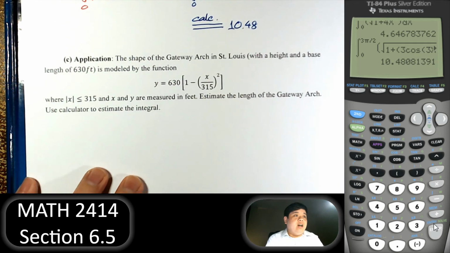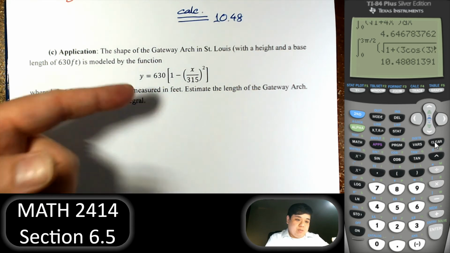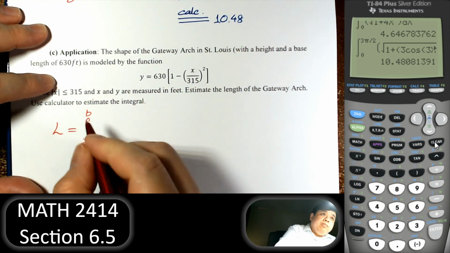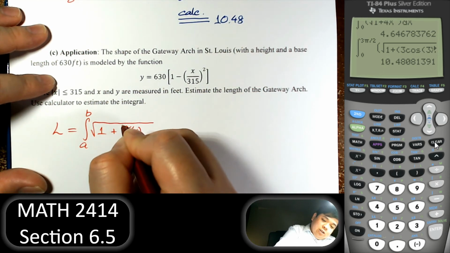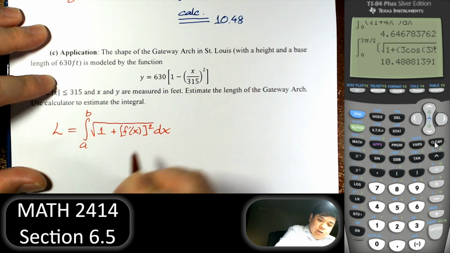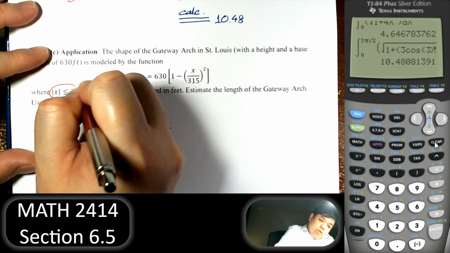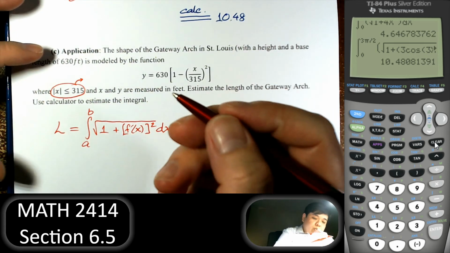Next we have an application problem. Now that is the function, and it looks like we have to take the derivative of that, which I don't want to do. So if we don't want to do this, notice the formula in general. It's just 1 plus the derivative squared. Now in this particular case we have the absolute value of x less than 315, so it goes from negative 315 to positive 315.